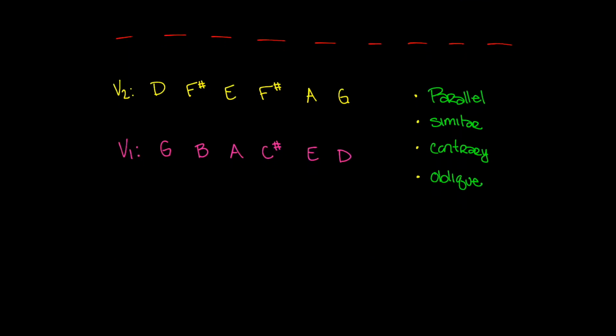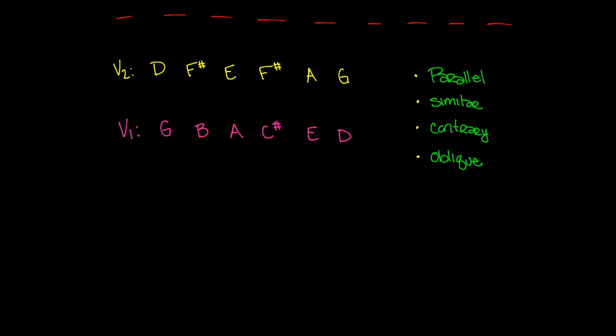All right, so let's look at the next example here. We've got V1 and V2. And again, I'm trying to determine parallel, similar, contrary, or oblique. And when I think about this, I recognize that I don't have a single note that is reoccurring over and over again. So immediately we can eliminate the oblique option.